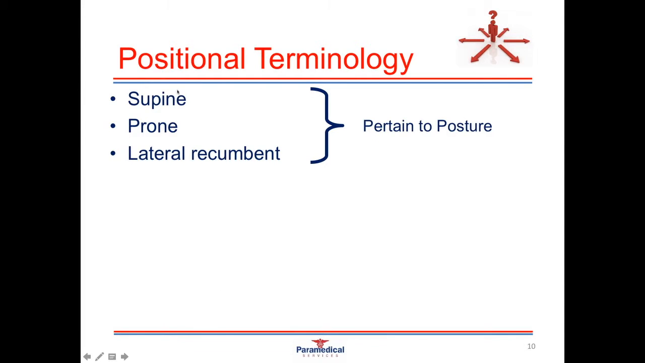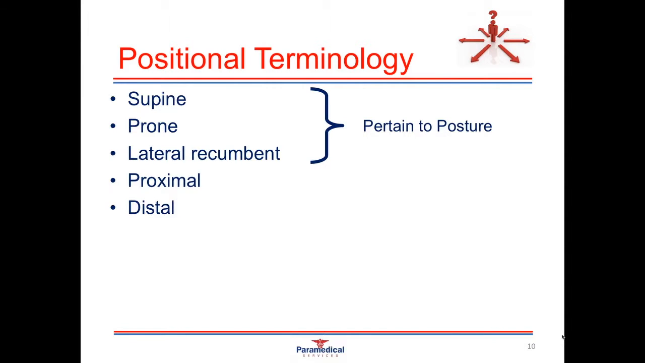The word supine is relating to somebody laying flat on their back, face up to the sky. The word prone is relating to somebody laying face down. And the word lateral or lateral recumbent is when a person is laying on either of their sides.